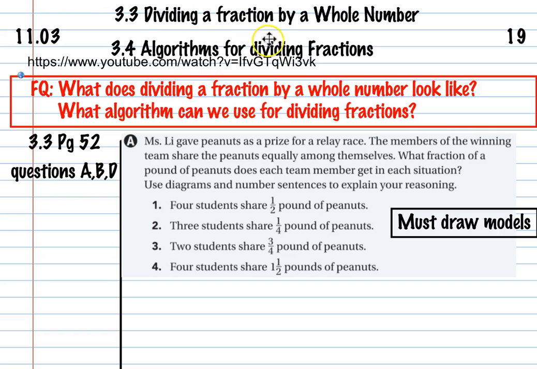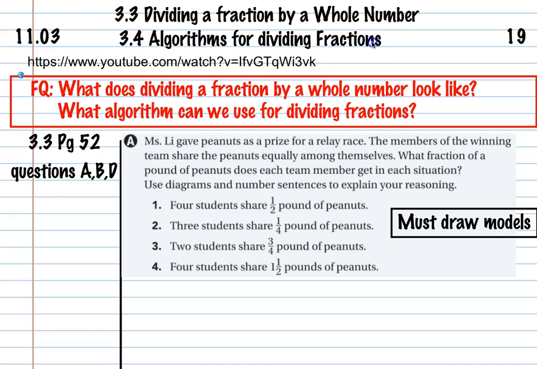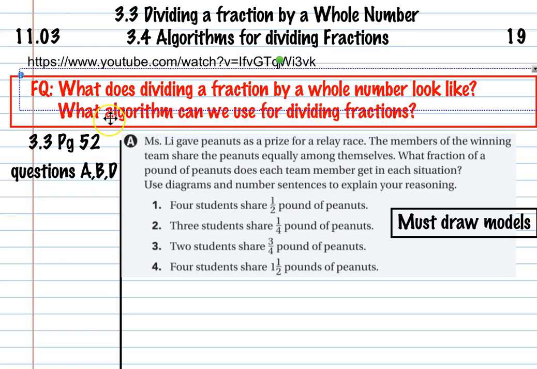All right, 3.3 and 3.4, dividing fractions by a whole number. We did whole numbers divided by fractions already, so now we're going to do fractions divided by whole numbers, the other way around. And then we're going to do algorithms for dividing fractions. So what does dividing by a whole number look like, and what algorithm can we use for dividing fractions?